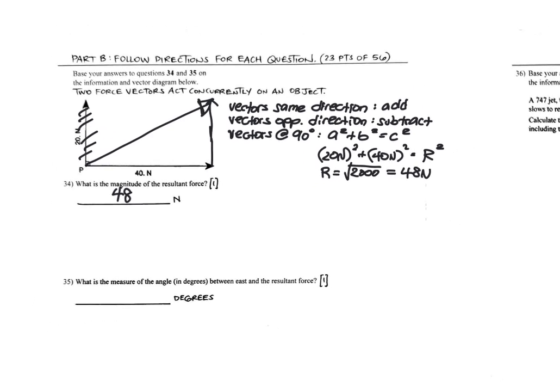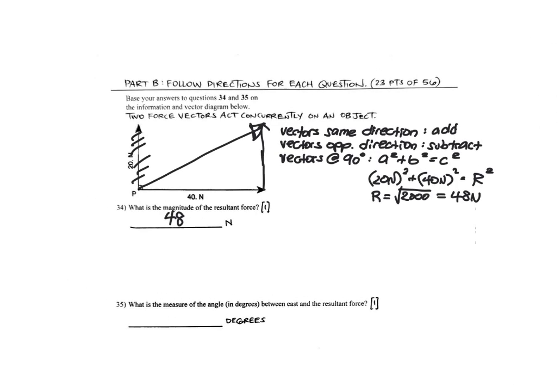Now it says, measure the angle in degrees between east and the resultant force. Well, this way is east, and this is the resultant force. So you don't actually have to draw the resultant. You could use tangent to figure this out. There's actually two ways of doing it. I can show you that no matter what the scale is, the angle is going to stay the same. So you could just use a protractor to figure out what that angle is.